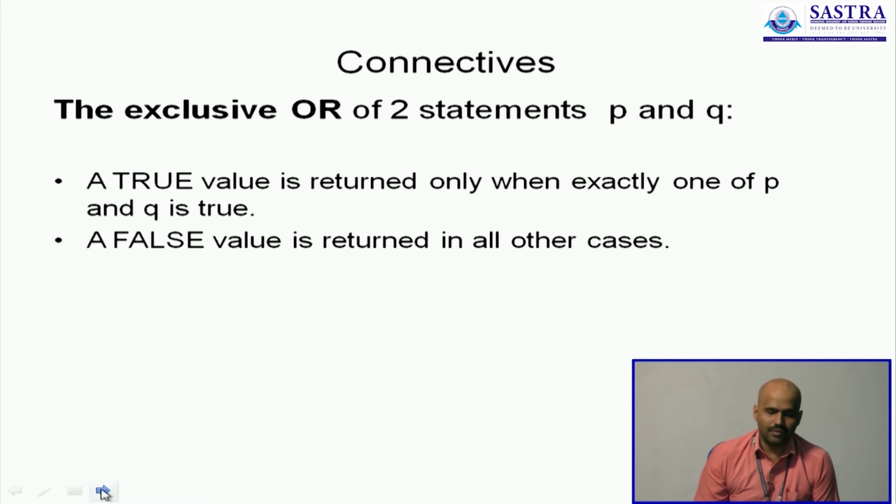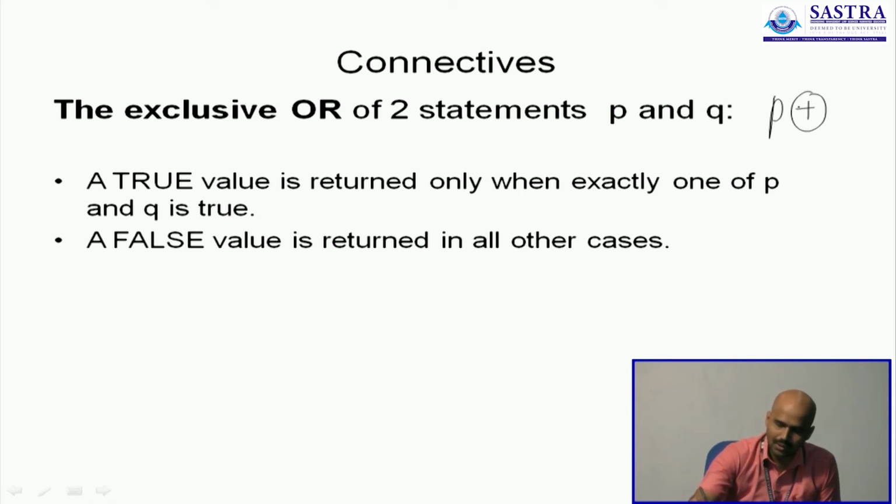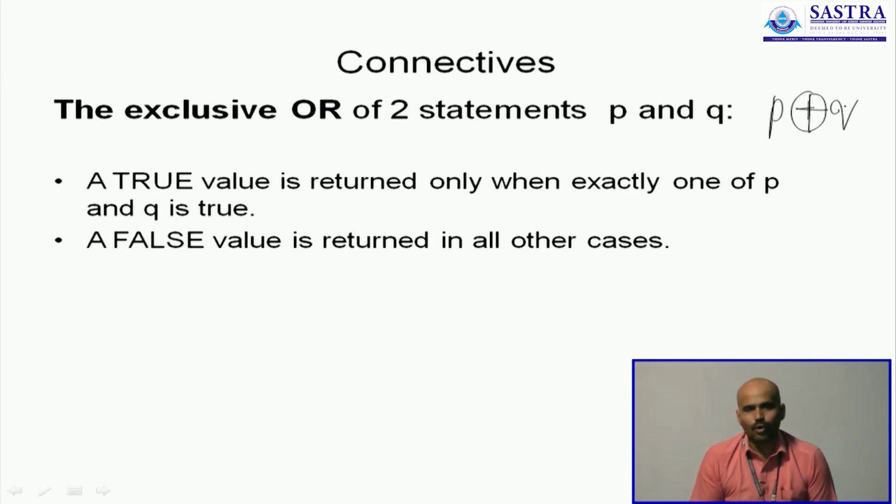One more connective that we can talk about is the exclusive OR of two statements P and Q. It's a small variation of the one which we just saw. It's called the exclusive OR. We will denote this by this symbol. Once again, it's a combination. It's going to take two statements as inputs. So what happens to the output? When does the output assume a true value or a false value?